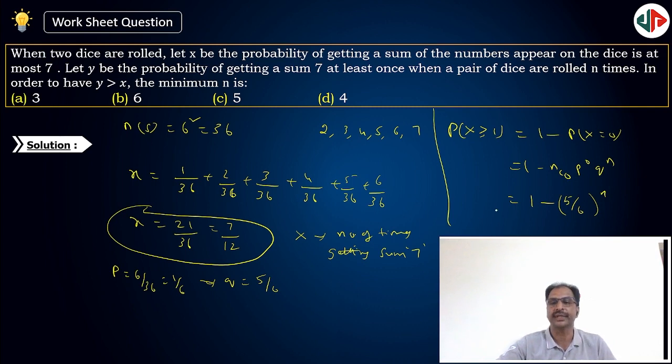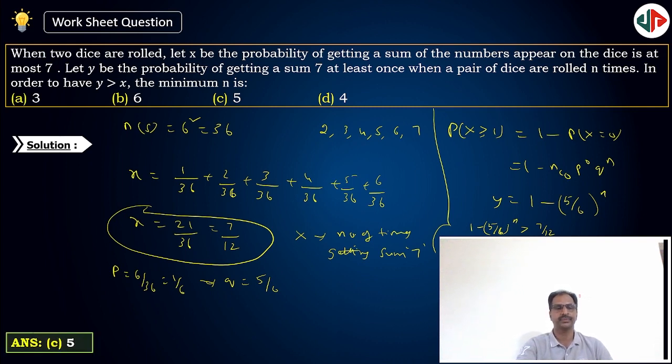This is y. Now given that y is greater than x. So 1 minus 5 by 6 whole power n should be greater than 7 by 12. For what value of n will this be true? For what minimum value of n will it be true? You do it by verification. The first option is given as 3. Take n equal to 3 and check whether 1 minus 5 by 6 whole power 3 is greater than 7 by 12 or not. Like that, if you go on verifying the options, you will see that the least value of n is 5.